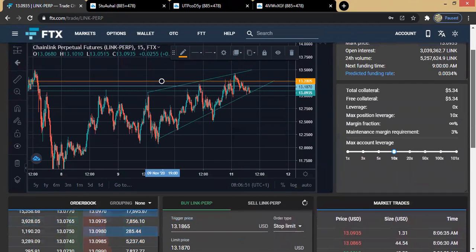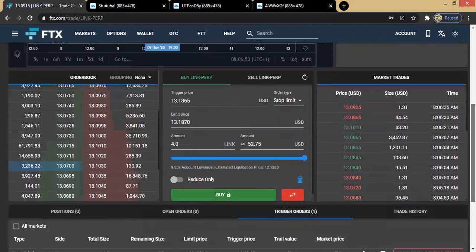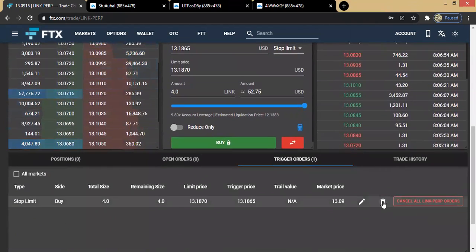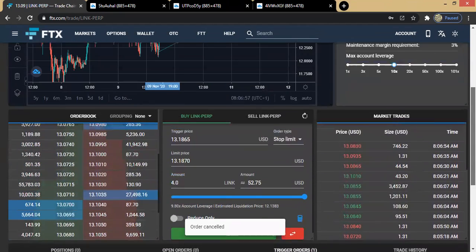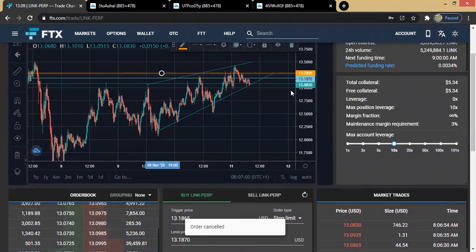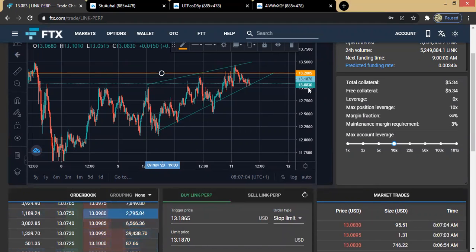Assuming what I want to do is a sell stop, let me cancel this. Assuming I want to do a sell stop because I believe the price is going to dump, I've cancelled the order. Currently the price is at 13.0830.